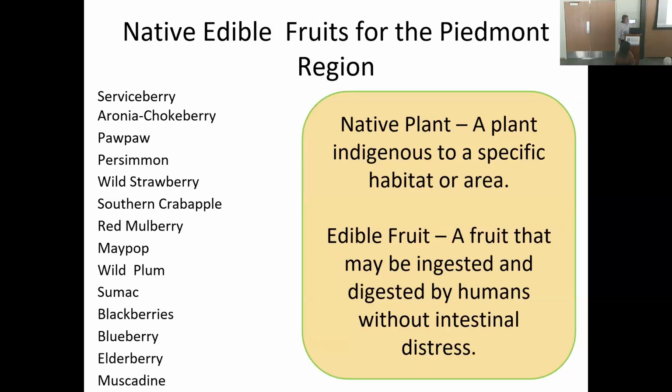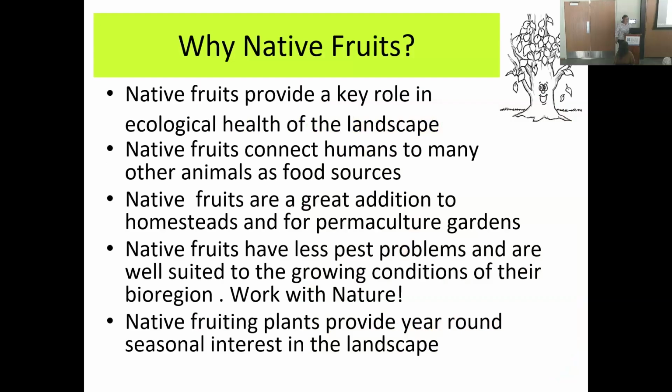So when we talk about native plants, these are plants that are indigenous to a specific habitat or area, and they have evolved to grow in the conditions where they are in that specific region. When we talk about it being edible, these are ones that are not going to give you distress when you eat them. There are a lot of berries and fruits out there that we could eat, but we might regret it later. And so these are ones that humans can enjoy without intestinal distress.